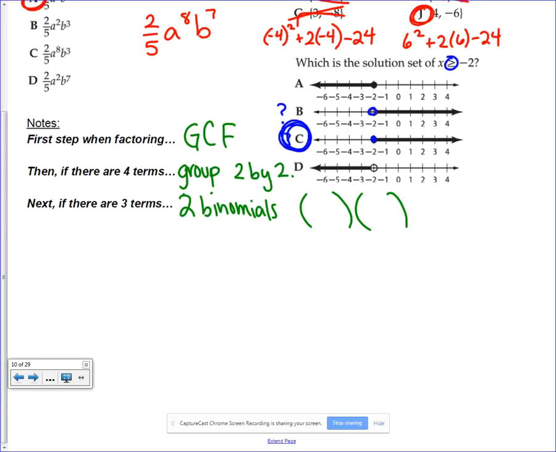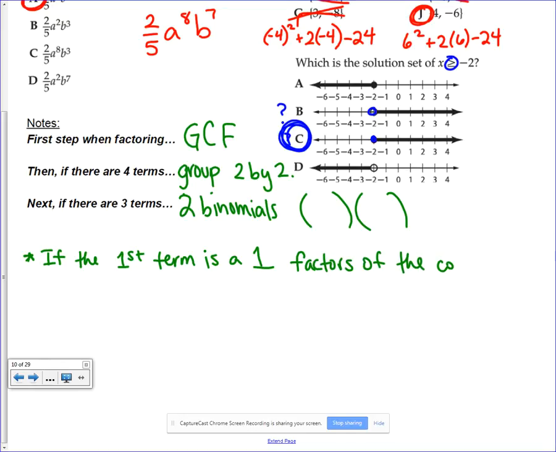First star. If the first term is a 1, you need factors of the constant. If it starts with a 1, that's the easy problems, right?